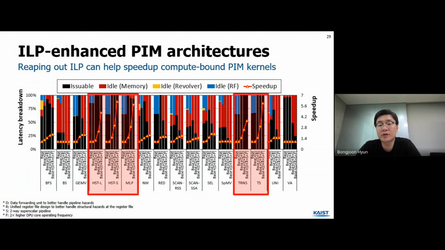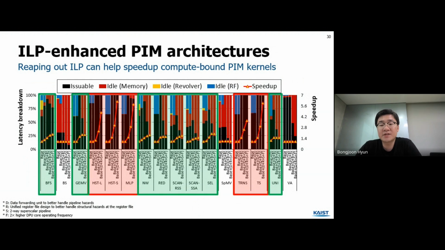For heavily compute-bound workloads like those highlighted in red in this slide, we can see significant performance improvements with such an ILP-enhanced PIM architecture, with modest performance improvements being observed for modestly compute-heavy workloads colored in green. And not surprisingly, for those workloads that are still memory-bound, even under PIM, colored blue, the benefits of ILP-enhanced designs are less pronounced. Overall, many data-intensive workloads exhibit compute-bound behavior when executed with PIM, and we believe enhancing PIM's computational throughput will likely become much more important in future PIM designs.